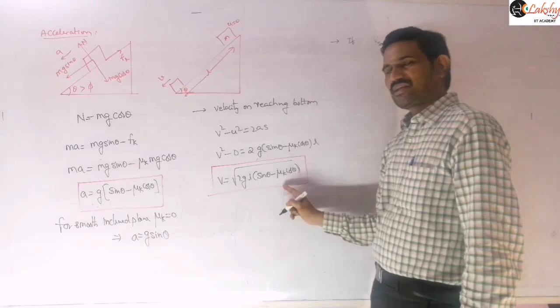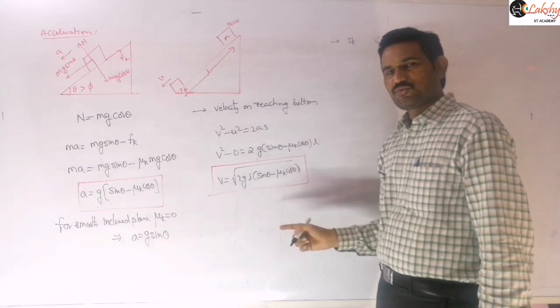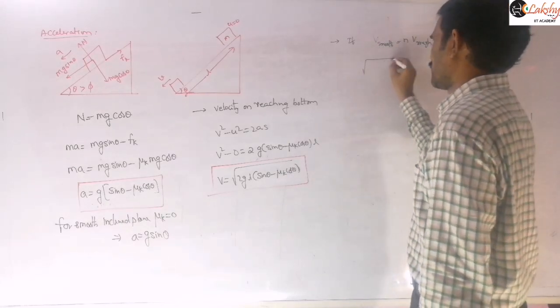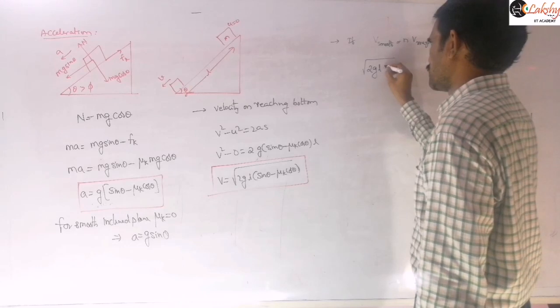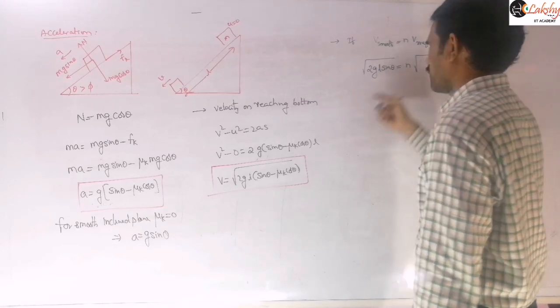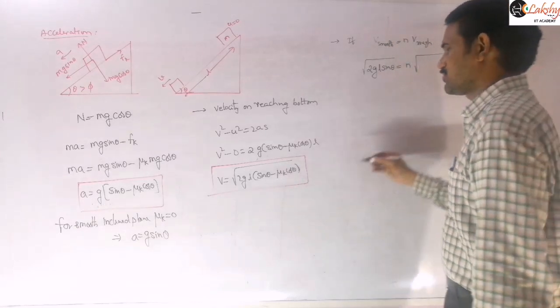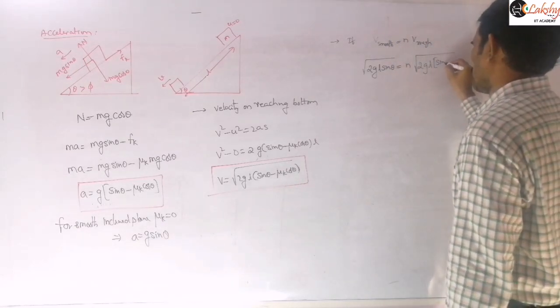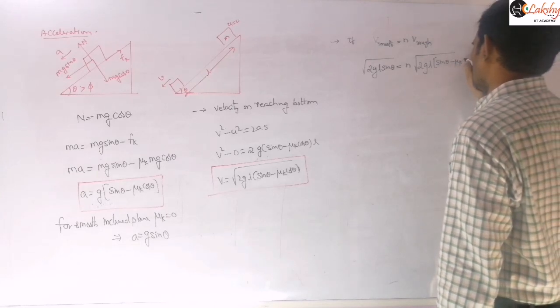So, you just need to substitute these values here. This is already calculated for the rough inclined plane, and for the smooth inclined plane the mu k value is 0, so we write that. So for the smooth plane we can write 2gl sin theta, and this is equal to n times that of the rough inclined plane. Rough inclined plane means this only. So, then you will get 2gl of (sin theta minus mu k cos theta).